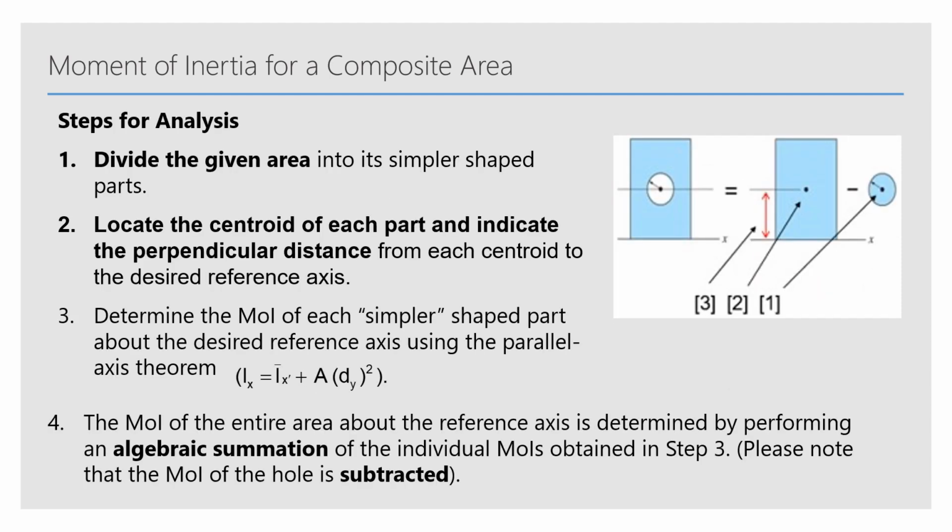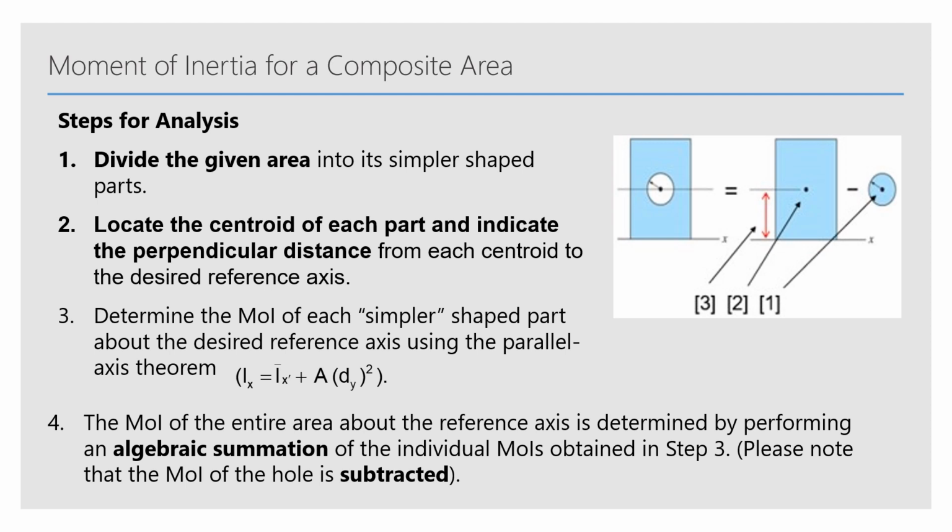So the steps for analysis here: you divide a given area into simpler shapes. You locate the centroid of each of the parts and indicate the perpendicular distance from each of the centroids to the desired reference axis. You determine the moment of inertia of each simpler shaped part about the desired reference axis using the parallel axis theorem, the equation that we saw earlier in 10.2. And then the moment of inertia of the entire area about the reference axis is determined by performing an algebraic summation of the individual moments of inertia obtained from step 3.